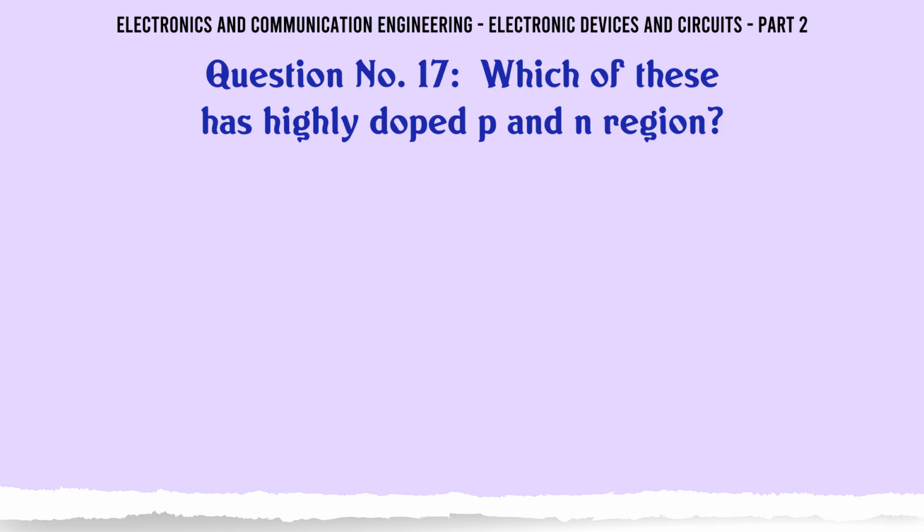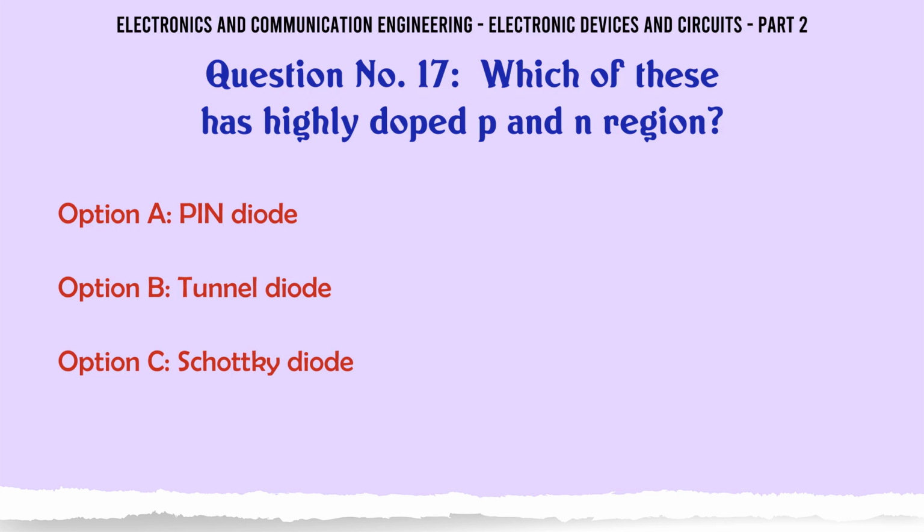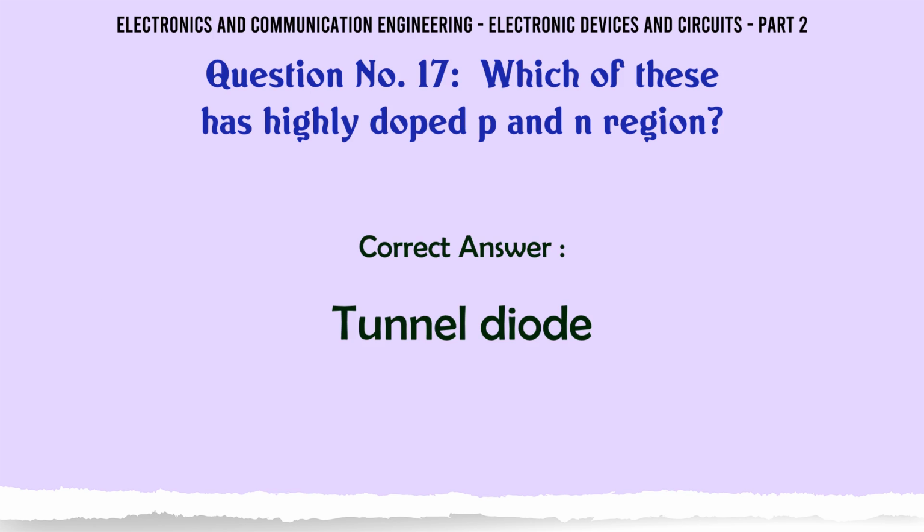Which of these has highly doped p and n region? A, PIN diode; B, tunnel diode; C, Schottky diode; D, photodiode. The correct answer is tunnel diode.